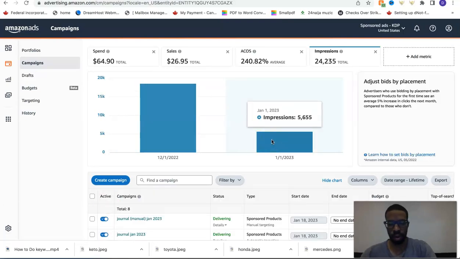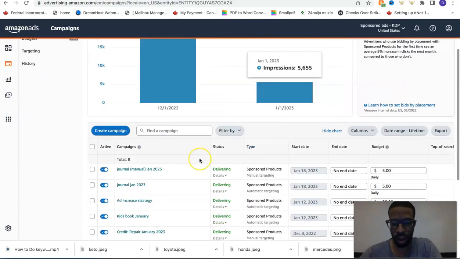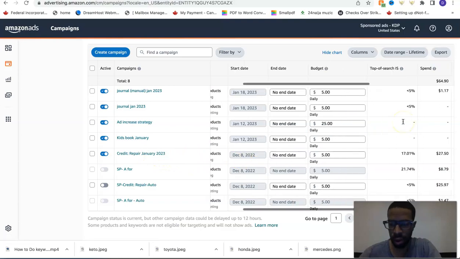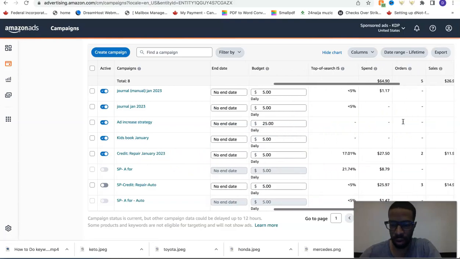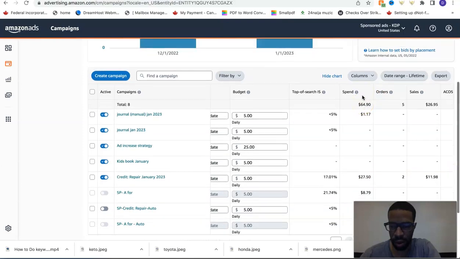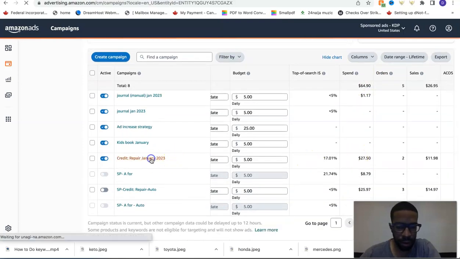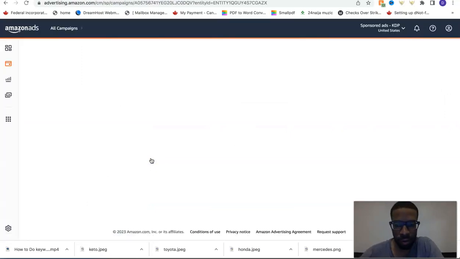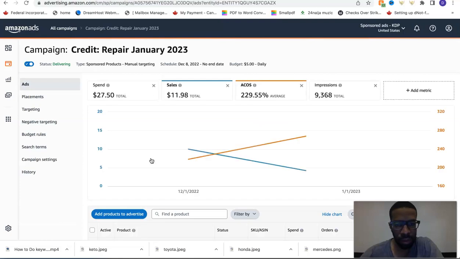Okay, ad spend. So people are seeing it, but are not buying it. So let's drill down and see what is going on with these numbers. Here, this one seems like it's pushing, and this one. Let's drill into this one and see what's happening here. So my ACOS is increasing. Okay, so that's not good.